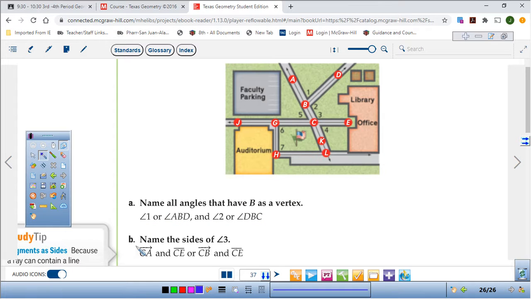Okay, letter B. Name the sides of angle 3. Where in the world is angle 3? Angle 3 is right here. So this is a side, and this is a side. Let's look at the way the book named it. When it puts these two together, those two form the angle. So CA, that side, and CE. You go with CB and CE.